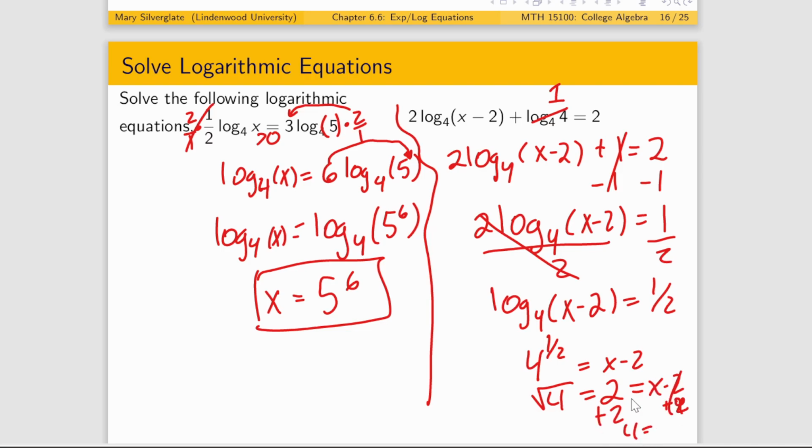So 4 is equal to x. And then you want to double check that works with the domain of the log. In particular here, x minus 2 has to be bigger than 0, so x has to be bigger than 2, which it is. Or you could literally plug in 4 and double check that it's bigger than 0, which it is.